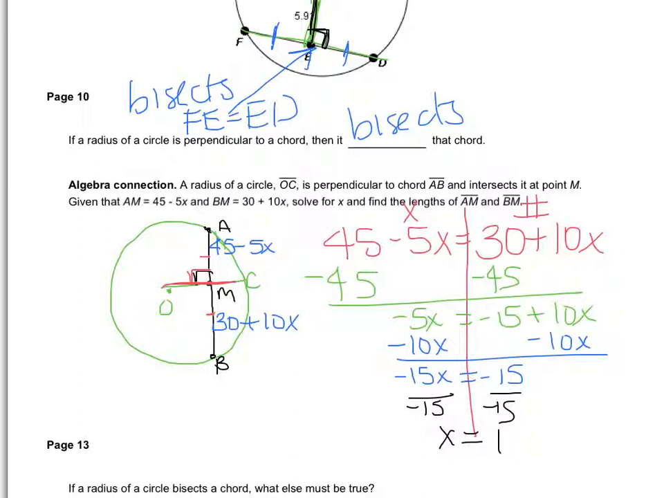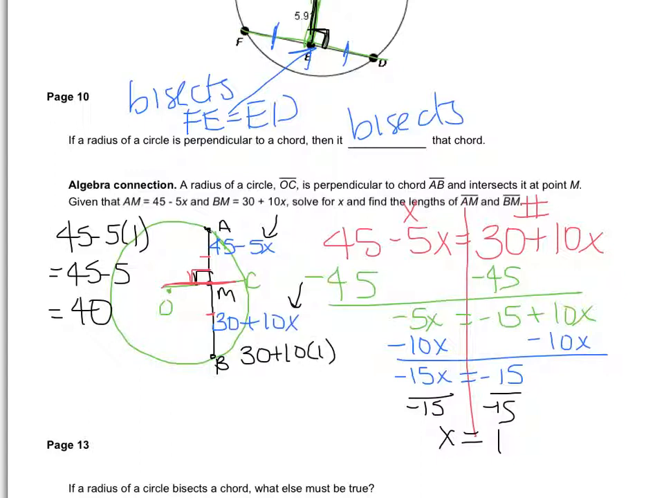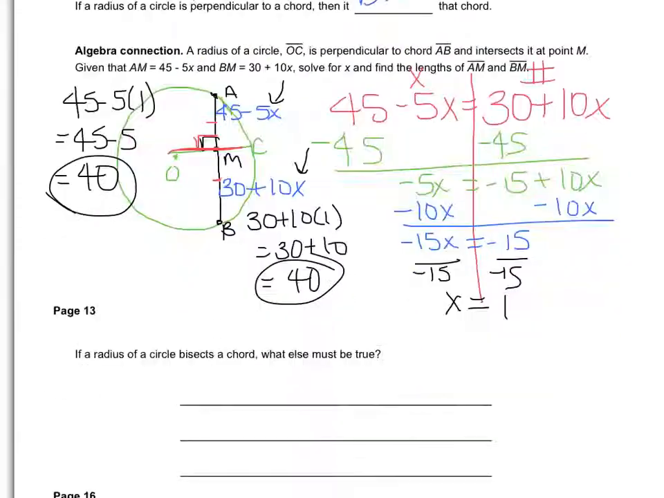So if x is 1, I can plug that in here for x. So 45 minus 5 times 1, which is 45 minus 5, which is 40. And then we could check it. 30 plus 10 times 1 would be 30 plus 10, which is 40. So both of the pieces were 40. That did work out to be correct.